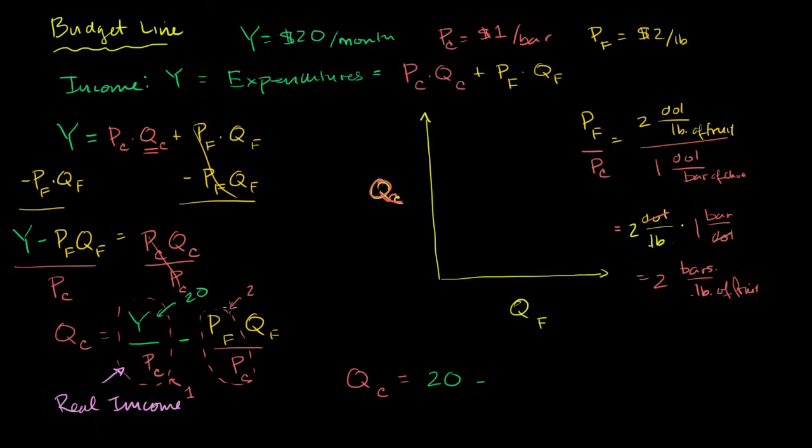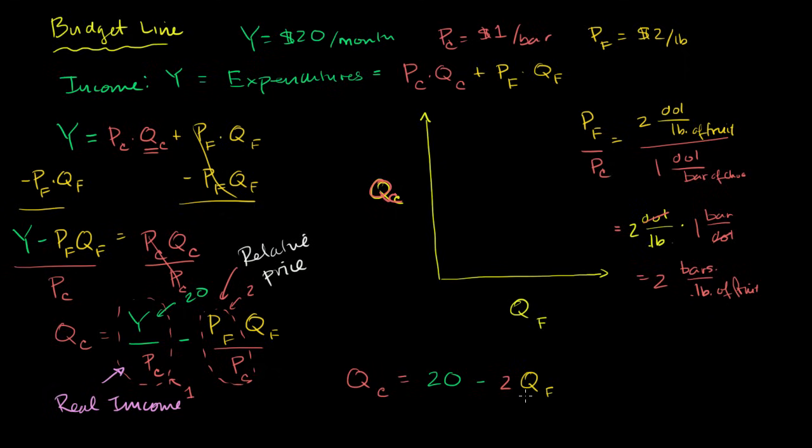So you can view this as the relative price. So this right over here is the relative price of fruit in this example. It's telling you the opportunity cost. It's telling you how much fruit costs in terms of chocolate bars. But regardless, that number is fairly straightforward. It was just a 2. So minus 2 times the quantity of fruit.